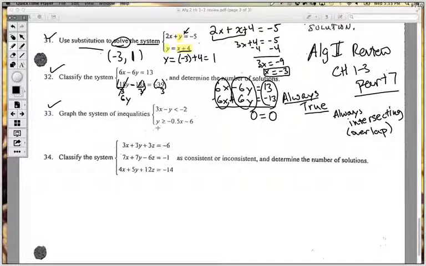That's really the same as y is greater than or equal to negative 1/2 x minus 6. That would be so much easier to graph. So that's what I'm going to use. I'm going to cross this one out.